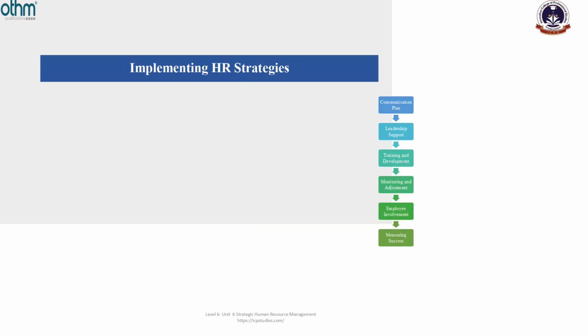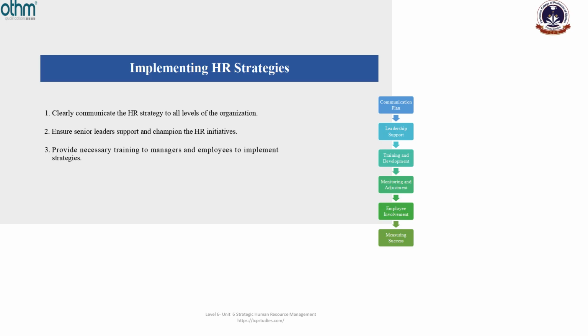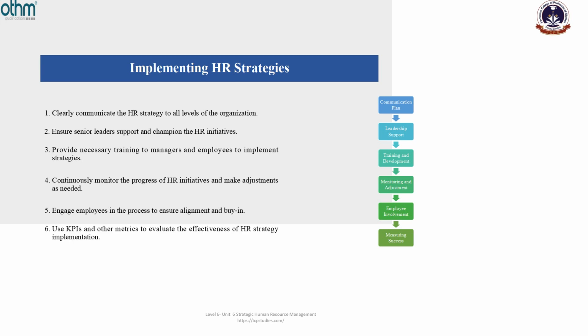Now we will discuss how to implement HR strategies. So first we have to clearly communicate the HR strategies to all levels of the organization. Then we have to ensure senior leader support and champion the HR initiatives. Then we provide necessary training to managers and employees to implement strategies. Then we can continuously monitor the progress of HR initiatives and make adjustments as needed. Then we have to engage employees in the process to ensure alignment and buy-in. And we can use different KPIs and other metrics to evaluate the effectiveness of HR strategy implementation.